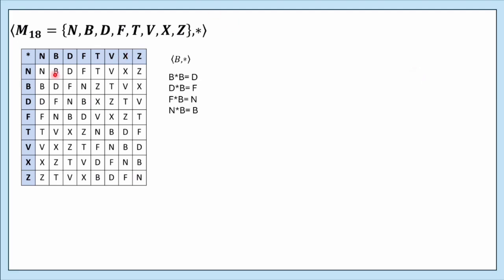So we have B star B is equal to D, star B is equal to F, and F star B is equal to N, and N star B is equal to B. Since B failed to generate all the elements of the set, B is not a generator. For D, we have D star D is equal to N and N star D is equal to D. Therefore, D is not a generator.